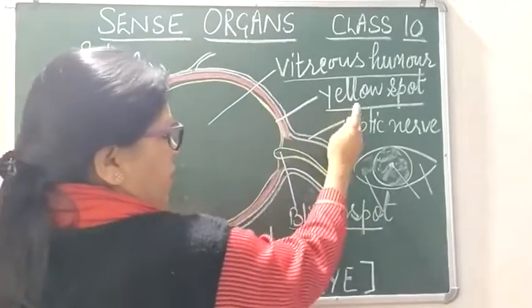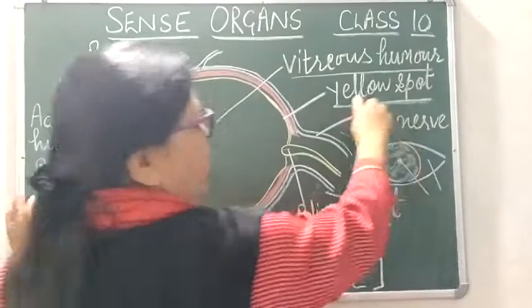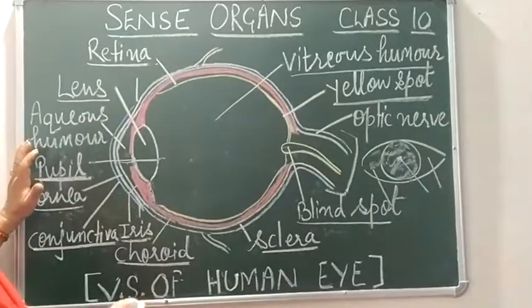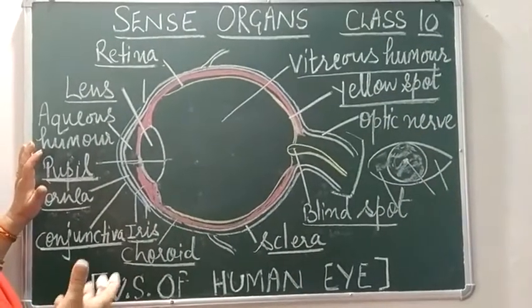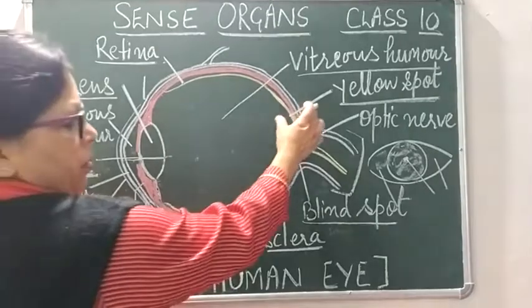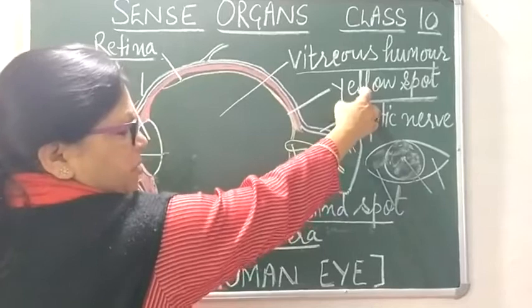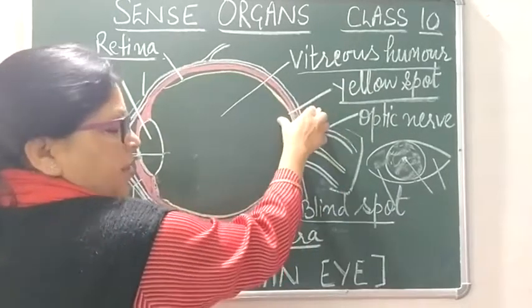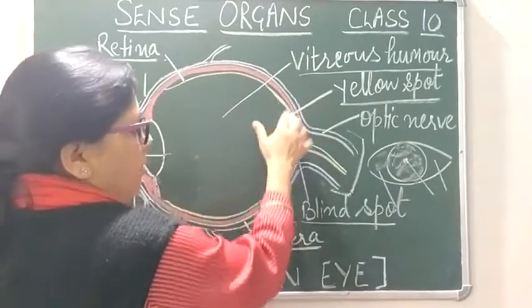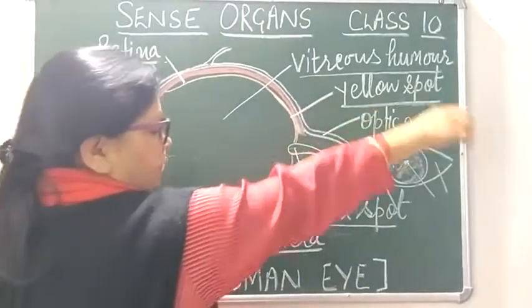Now just above it is the yellow spot, and the yellow spot is an area of vision. That means the best vision is carried out at the yellow spot. Whatever we see is formed here on the retina with the help of the yellow spot.